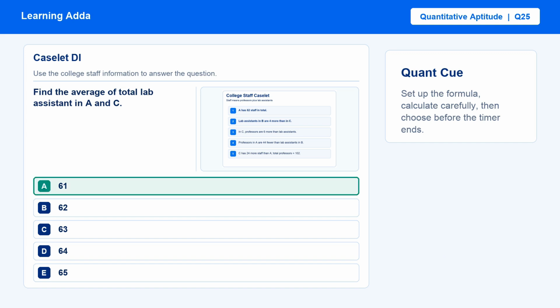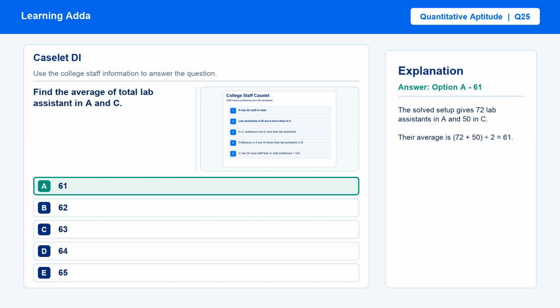The answer is option A, 61. The solved setup gives 70 lab assistants in A and 50 in C. Their average is (72 plus 50) divided by 2, which is equal to 61.